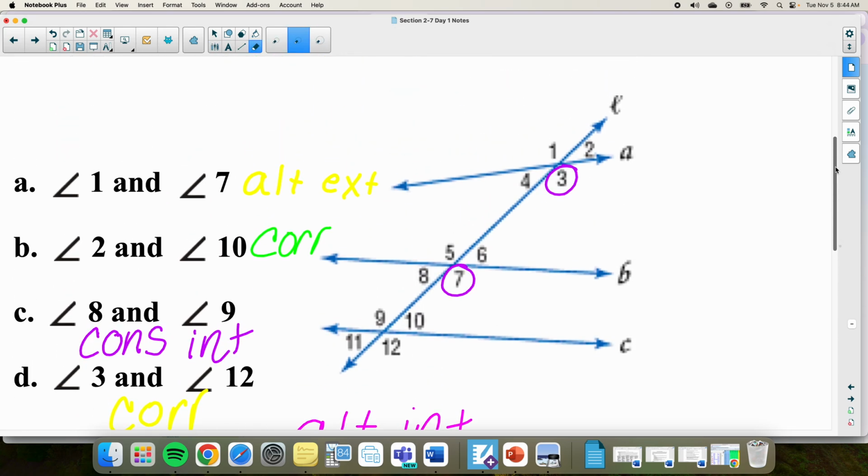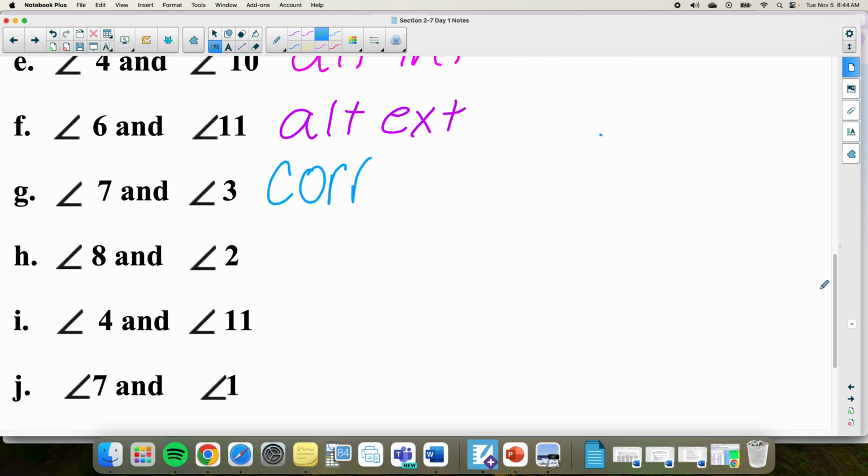Then we have 8 and 2. So here's 8, here's 2. Ignore the bottom. What kind are those? Alternate exterior. Very good.